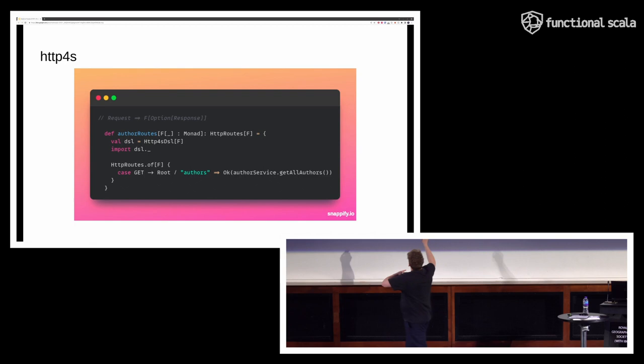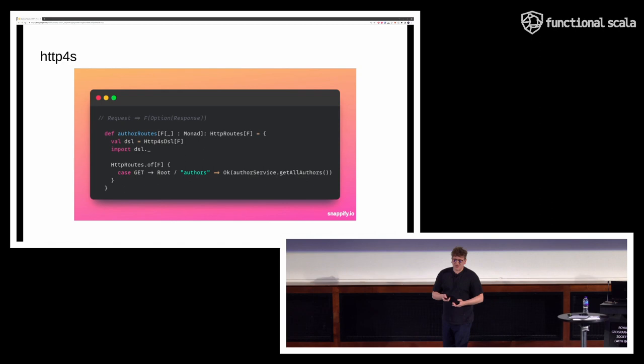So to expose a simple endpoint with GET, we have this partial function that takes a tuple. The first part is the HTTP method that we want to work on, and the second part of the tuple is the path, and we can wrap this into our response that comes from the imported HTTP4s DSL.